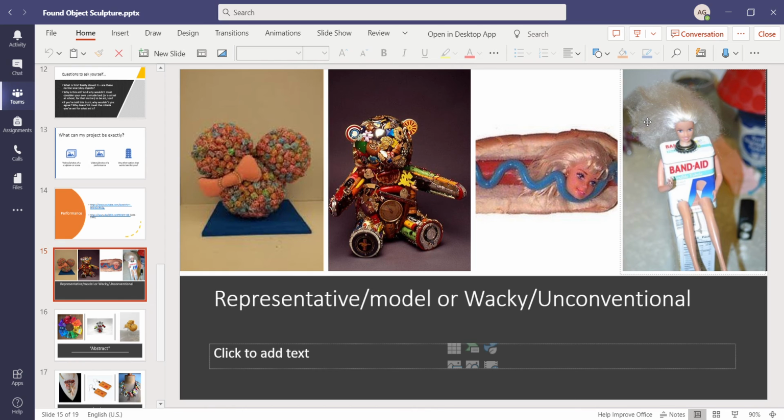So me personally, I love found object sculptures with like Barbie bodies in it. I just think it's not only very funny, but sort of unsettling. And I like that feeling. So really you can use any sort of objects that you have to create anything, any idea you want to convey at all. It is totally up to you.